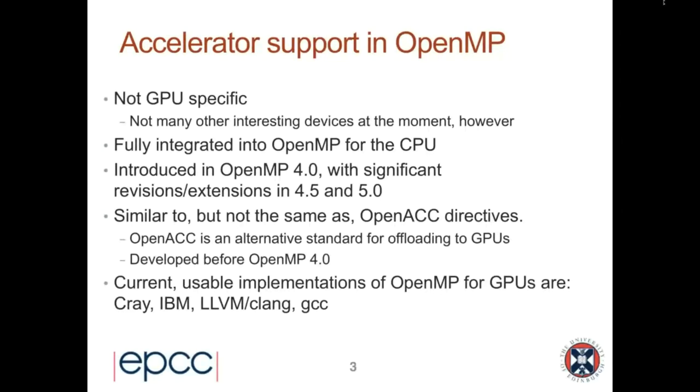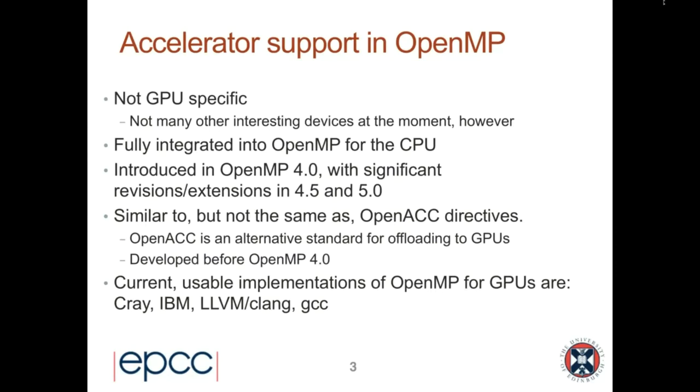So the accelerator support in OpenMP is fully integrated into the rest of OpenMP, the familiar API for multi-threaded programming on CPUs. It was introduced in version 4 of OpenMP, but there have been significant revisions and extensions in versions 4.5 and also in 5.0. So 4.5 is what you'll find in most current implementations. 5.0 was announced at the end of last year, and versions of that are now beginning to appear in real implementations.